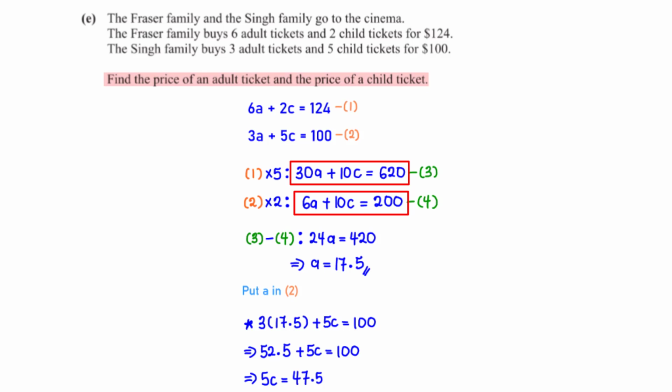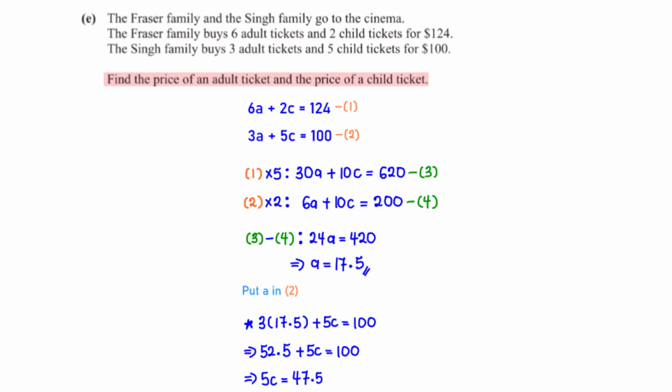Now that we have 10C in equations 3 and 4, we can eliminate C by subtracting equation 4 from equation 3. This gives us 24A equals 420. When we divide both sides by 24, we get A equals 17.5.